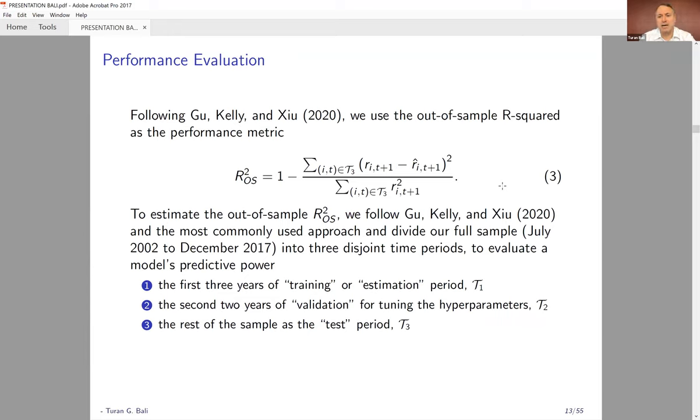We rely on the out-of-sample R-square, and we use the Clark and West 2007 Journal of Econometrics article to get the statistical significance of these R-square measures. We use the first three years as our estimation period. The following 2 years is the validation, and the last 12 years is our out-of-sample period.